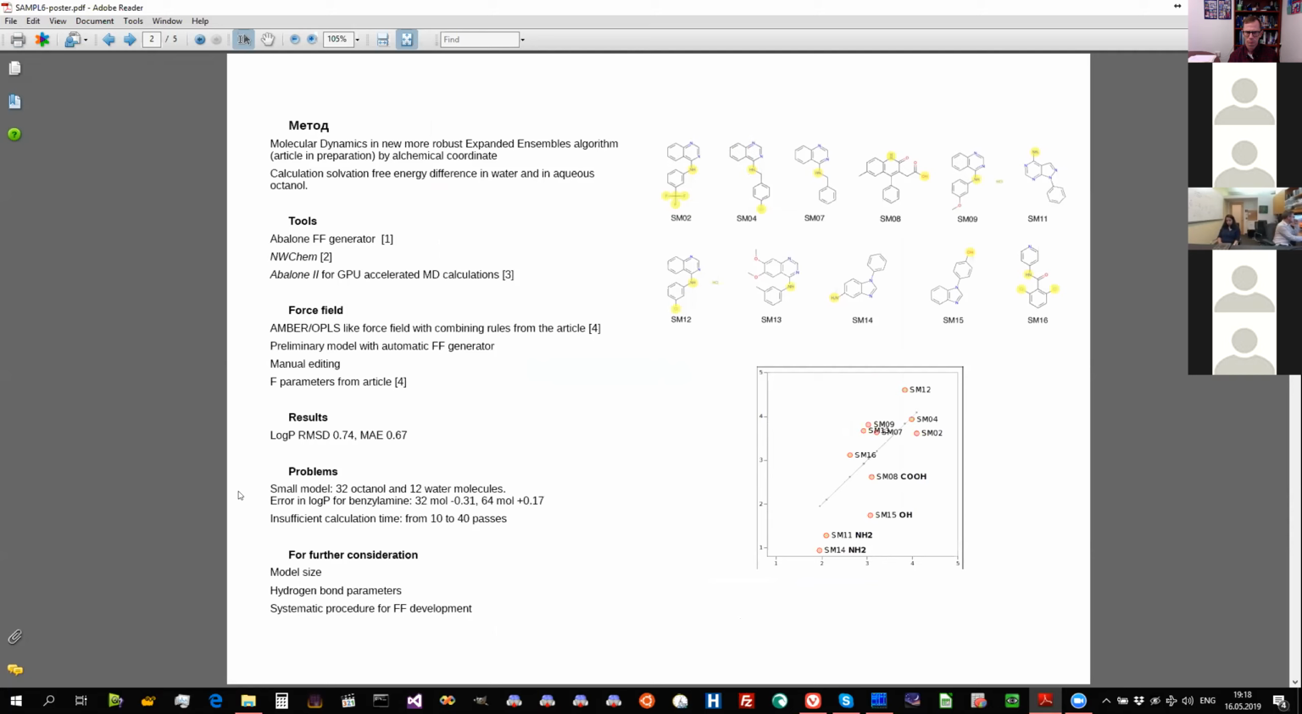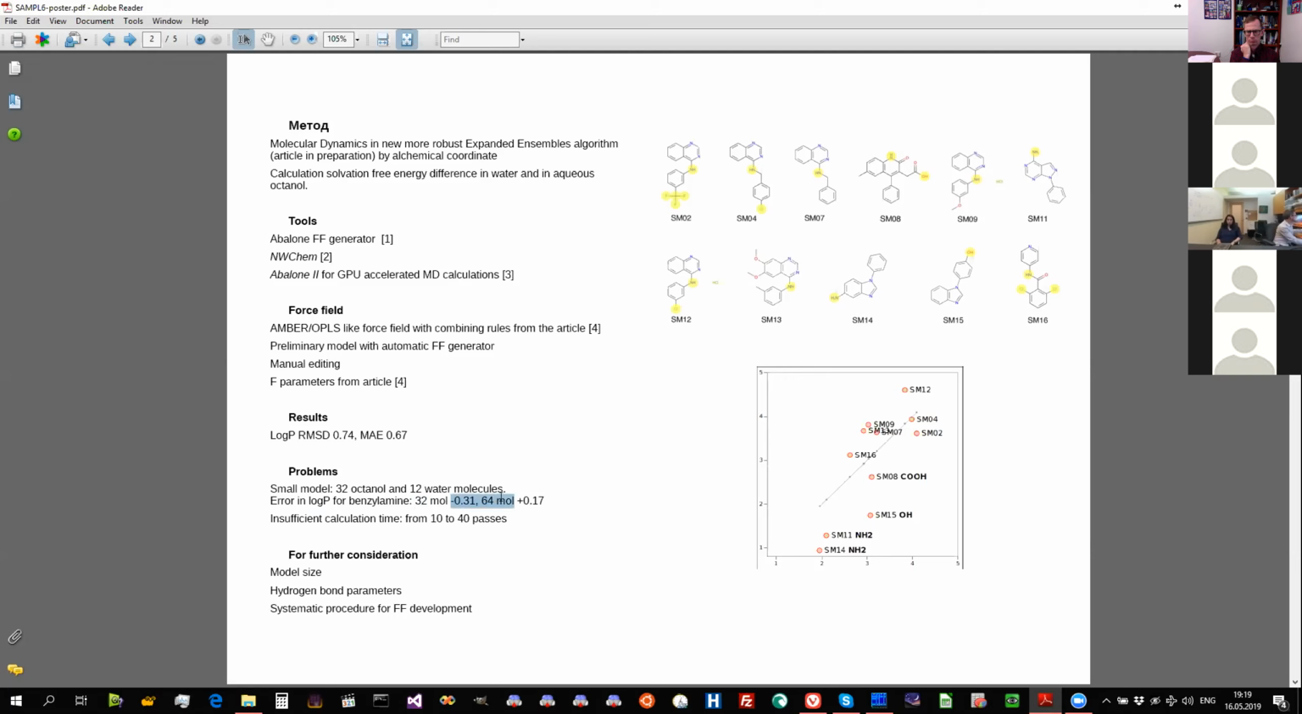The next problem was the small model I used. I used only 32 octanol molecules for each model, and it was a mixed octanol and water simulation. 32 octanols is surely not enough, so I made some tests. I calculated the logP value for benzamide. It was two calculations with 32 molecules and twice bigger models.